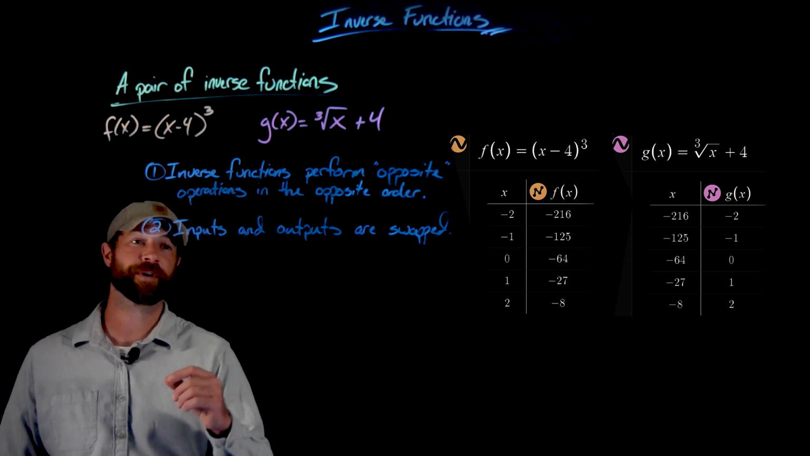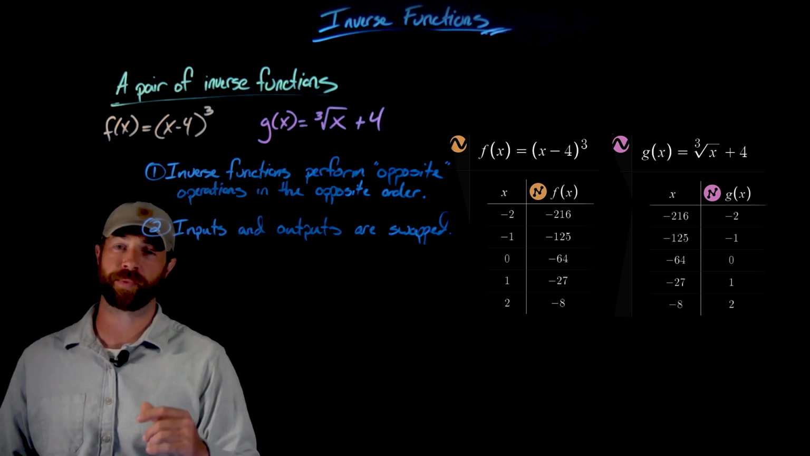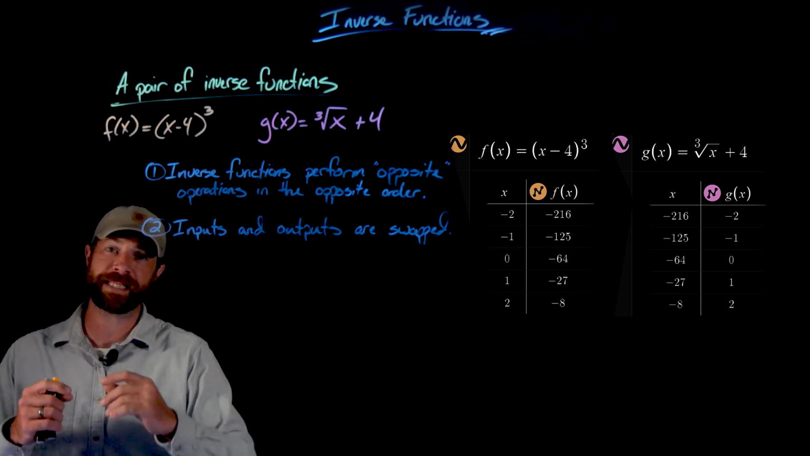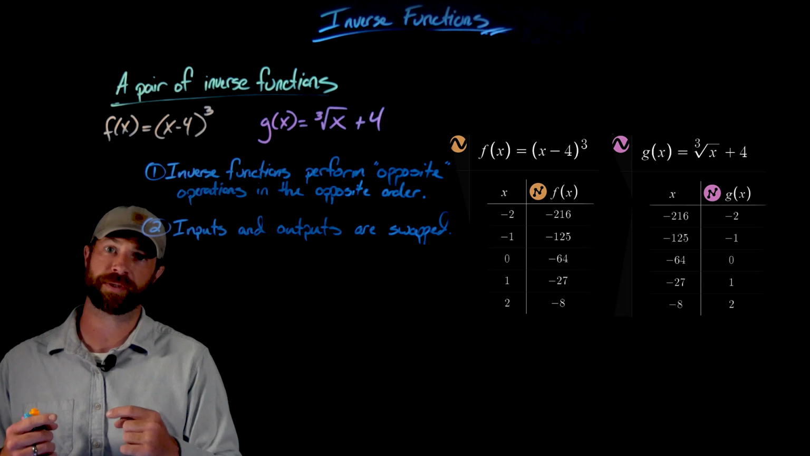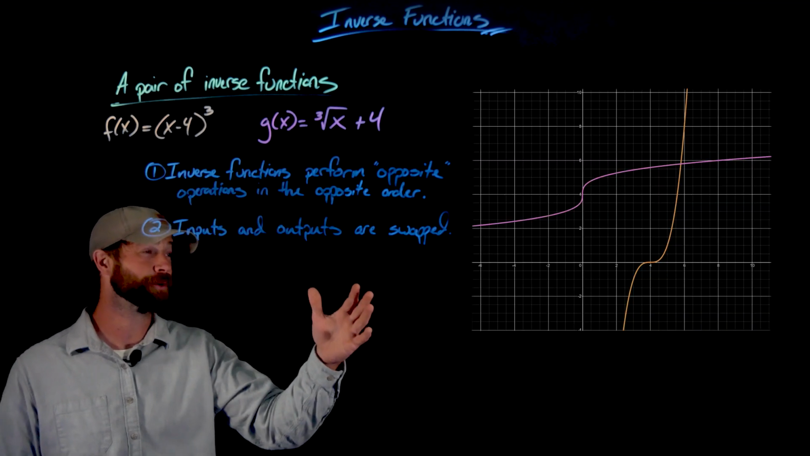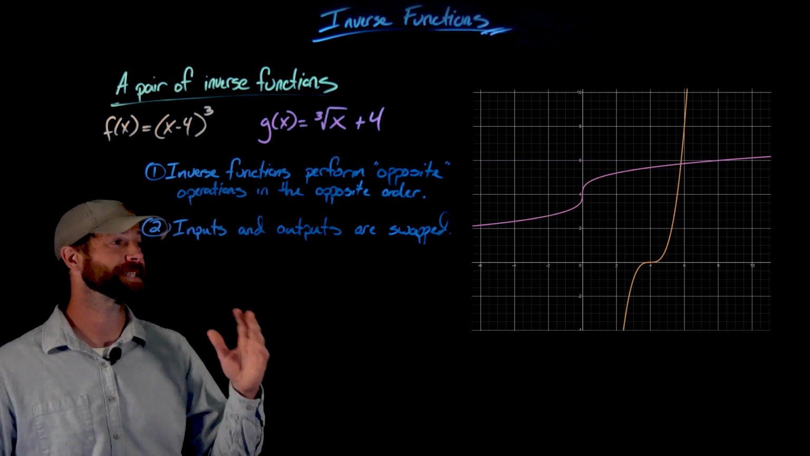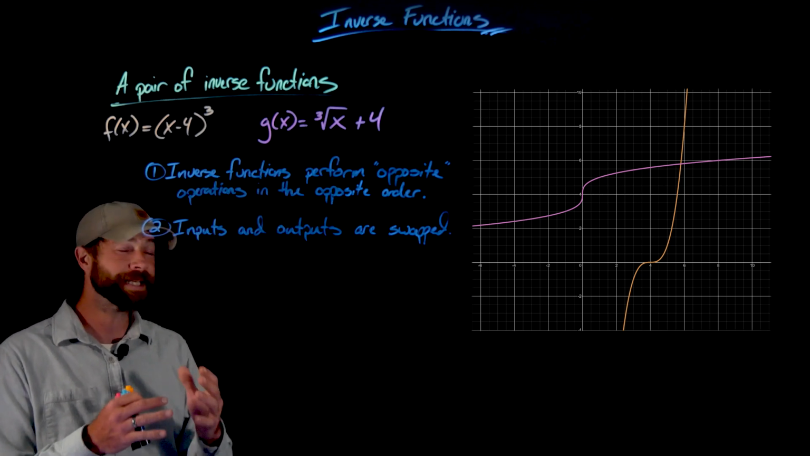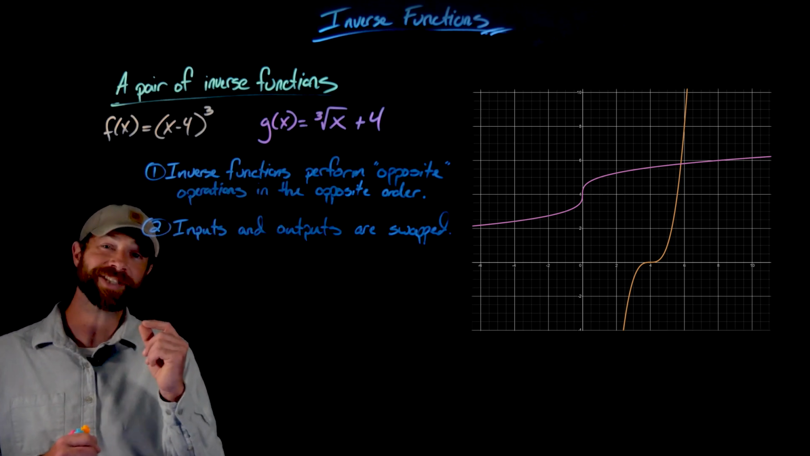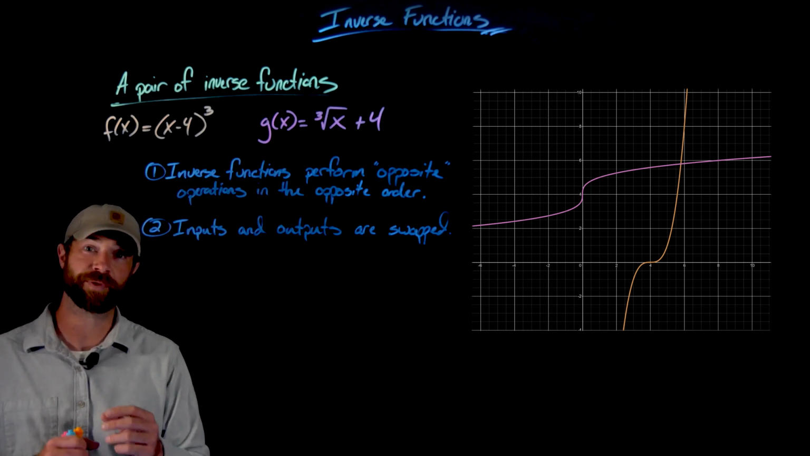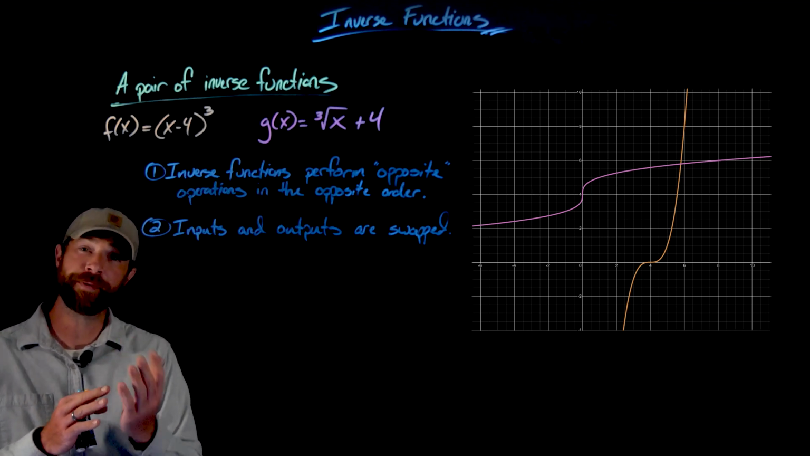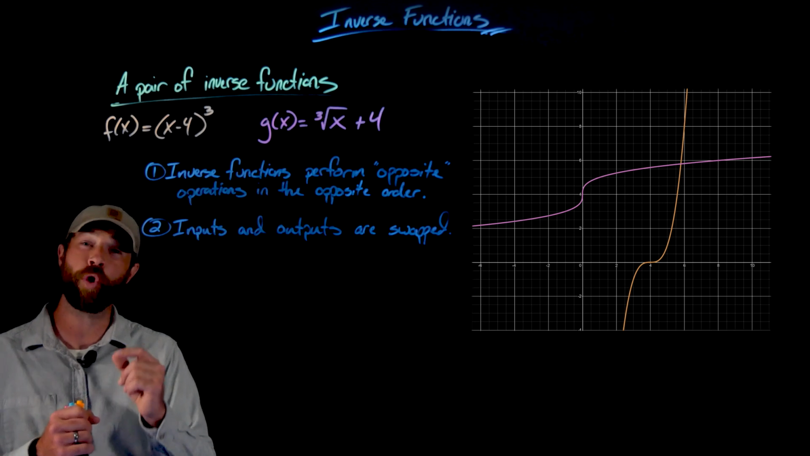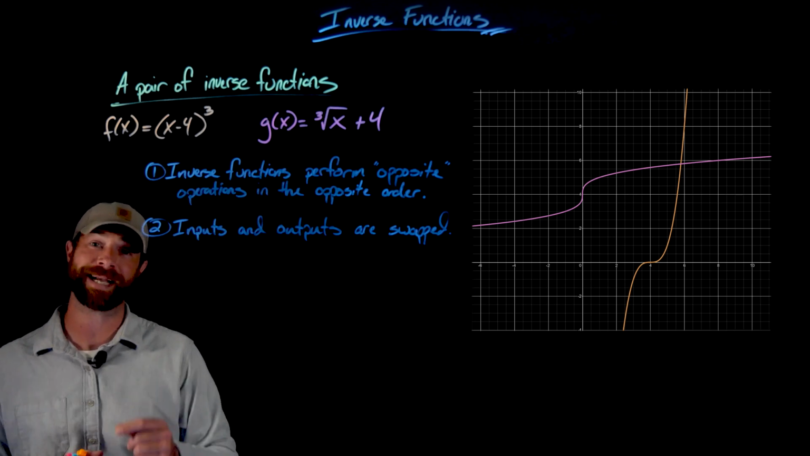This second statement is incredibly important, and you'll see the effect through these next two statements. First of all, because the inputs and outputs are swapped, graphically that means the x and y values are swapped. If we look at the graphical representation of f of x and g of x, you'll notice they have the same shape. They seem like a reflection, and actually they are. Inverse functions, when graphed, are always reflections of each other over the line y equals x.